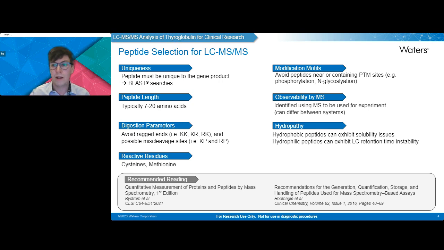And then at the end there, you have the hydropathy. So looking at how hydrophobic the peptide is, that could cause issues around solubility of the peptide in solution, and also any subsequent carryover issues you do have with your LC system. And any hydrophilic peptides could potentially cause issues around stability of your LC retention time. So shifts in your retention time during batches, between batches, could potentially be problematic.